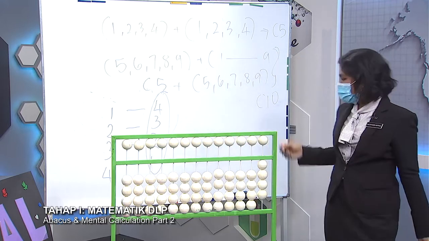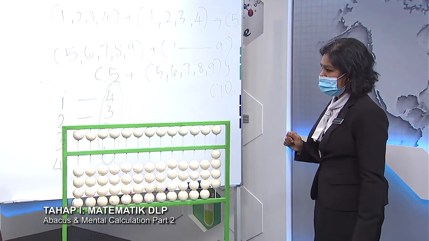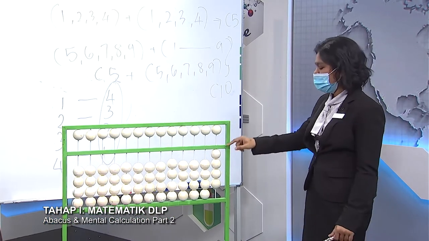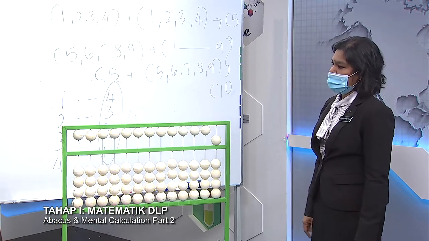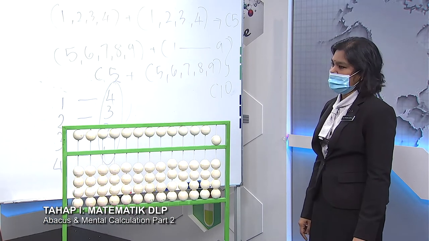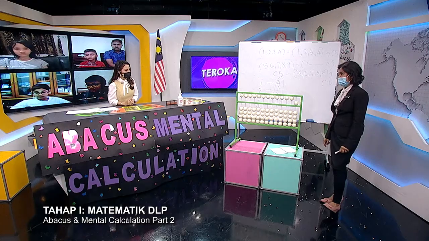4 plus 1, right? So what is the partner for 1? 4. Yes, you are right. So what you do, you bring down the 4 and you bring down the 5. Now what's the answer? 5. Now I'm getting it a bit.